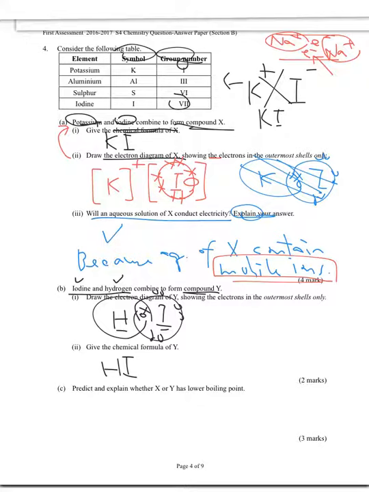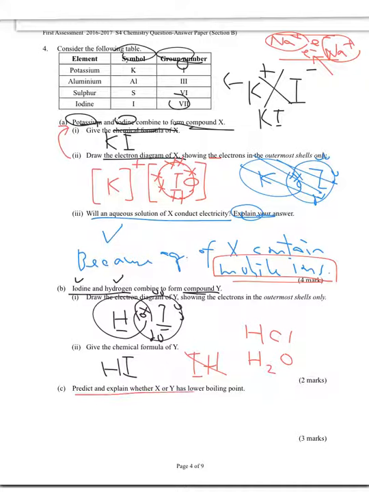And for some answers, how about IH? Actually, if we have a covalent bond related to hydrogen, we usually write hydrogen first. I give you other examples: hydrochloric acid, we write HCl, but not ClH. Or water, H2O, but not OH2, right? So we usually write down hydrogen first. Now, predict and explain whether X or Y has the lower boiling point.